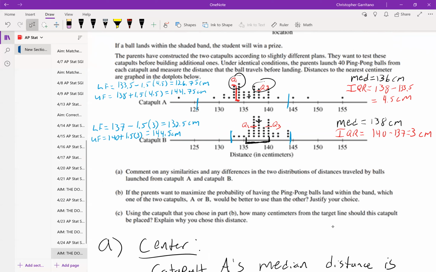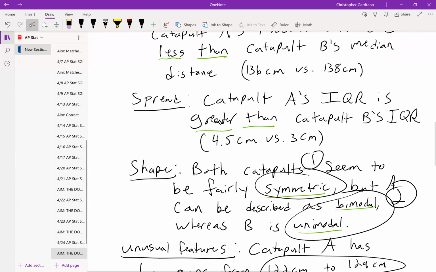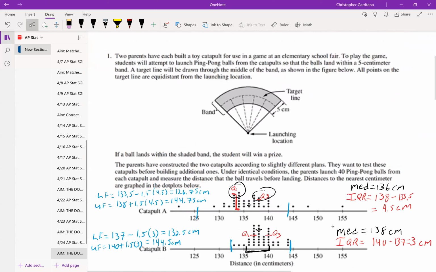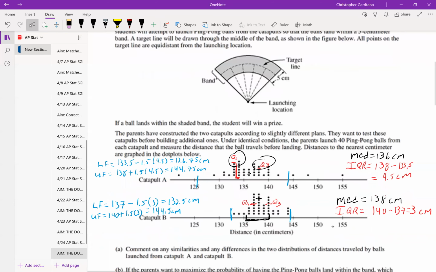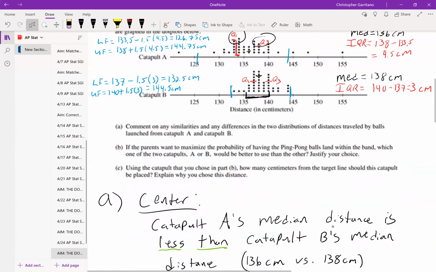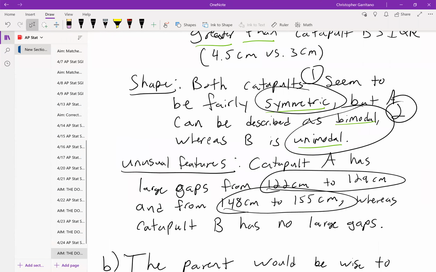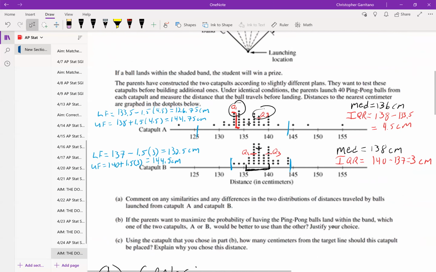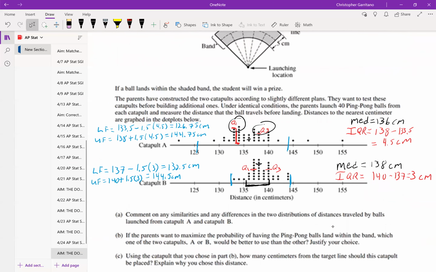Now, the specific argument: remember, the whole goal of this challenge is to land as many ping pong balls in this gray band. And so you're looking for precision, right? And catapult B seems to be more precise because the spread is much smaller, the smaller IQR, the smaller range, no gaps really. All of these are arguments for catapult B. I can't really think of any really good argument for catapult A, to be quite honest with you.